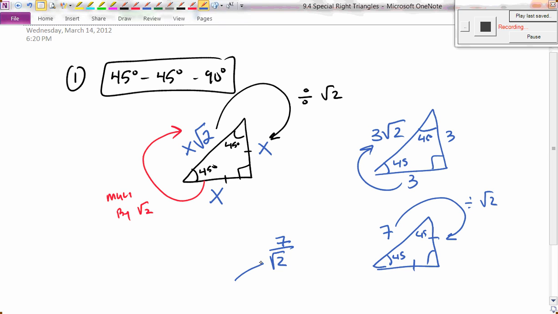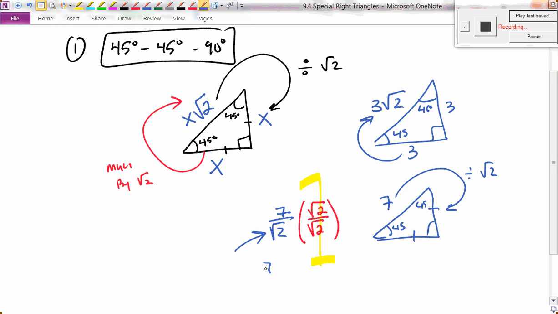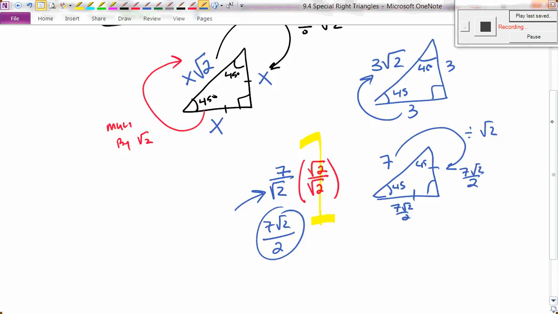But unfortunately, I have a radical on the bottom. I'm not allowed to leave it like that. So what I need to do is rationalize the denominator by multiplying the top and bottom by the square root of 2. Because after all, that's just a really fancy looking 1. So I'm not changing the value of my expression. So that's just going to be 7 root 2 divided by the square root of 2 times the square root of 2, which is just 2. So that means that this is 7 square root of 2 over 2, and this is 7 square root of 2 over 2. Okay, so that's the first kind.